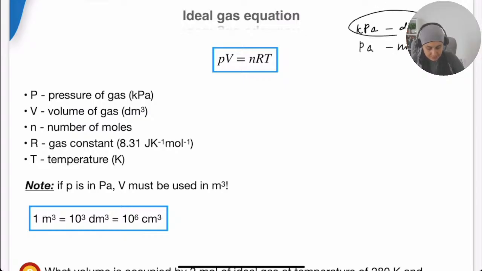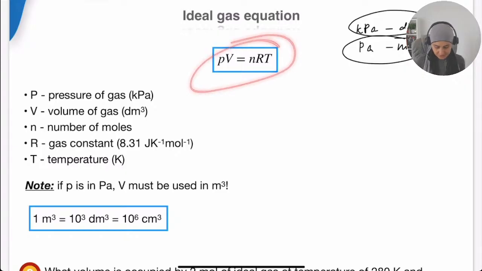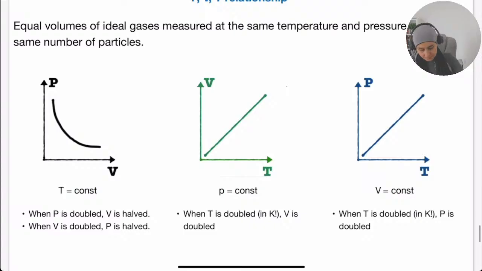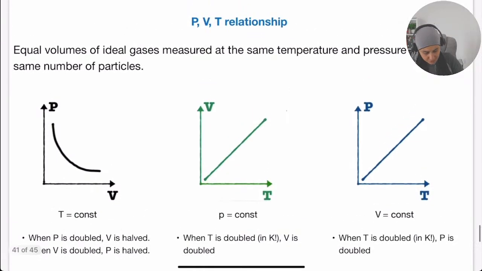So you never mix them up. N is moles of gas, R is the constant that's in the data booklet, 8.31, T is temperature in kelvins, so it's Celsius plus 273. But let's just look at this equation and go back to the graph. So how do we figure the shape out? The equation is PV equals nRT.